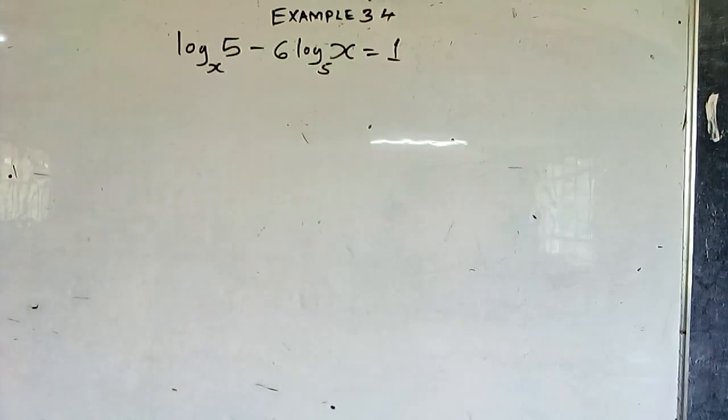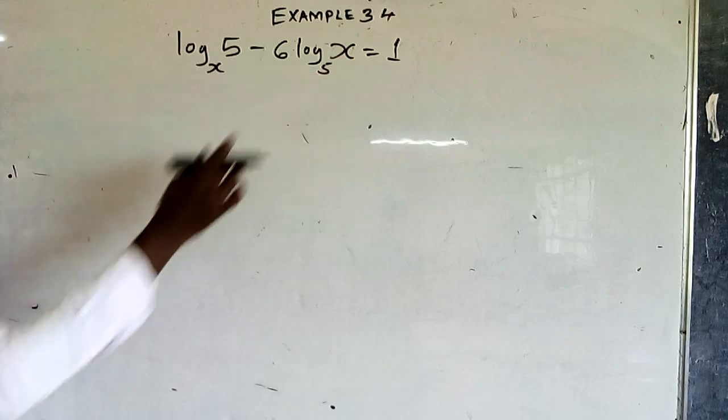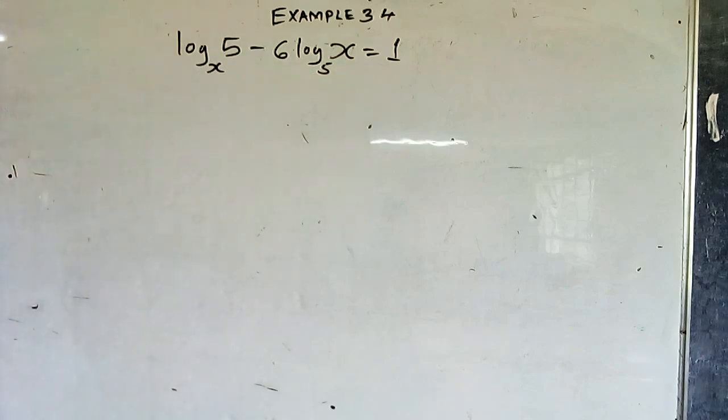Solve the logarithmic equation: log 5 to base x minus 6 log x to base 5 is equal to 1. From here, you cannot use the laws of logarithm because we have different bases, isn't it? So we have to see a way of eliminating the log.